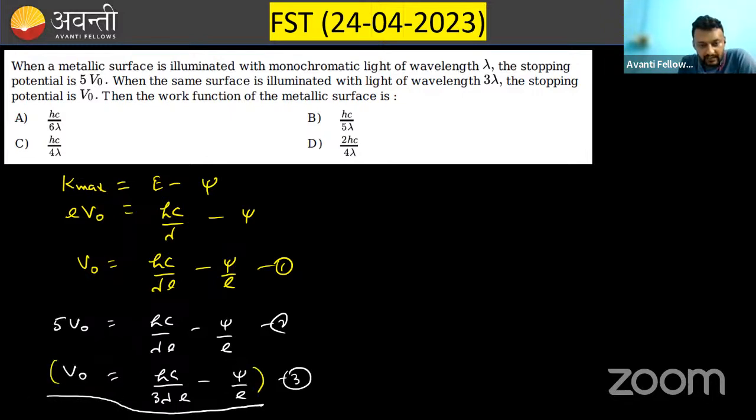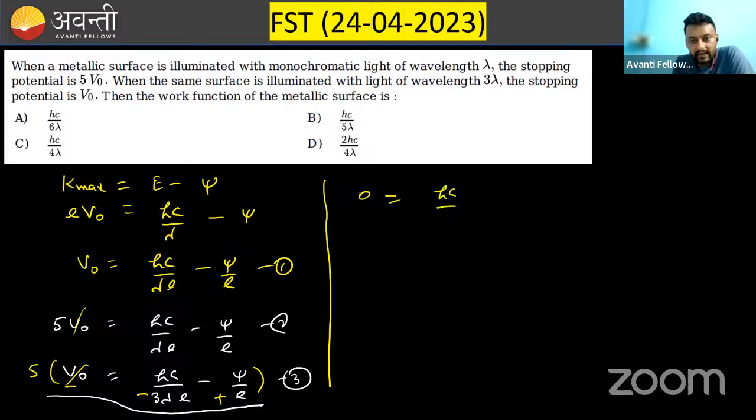is it possible that we can multiply 5 in this? And if we subtract these, then this V naught and V naught will be cancelled. Clear? So what will be the remaining thing? LHS will become 0 is equal to hc by lambda e minus 5 hc by 3 lambda e. This is the one term. Clear? Plus 5 psi by e minus psi by e, that is 4 psi by e.